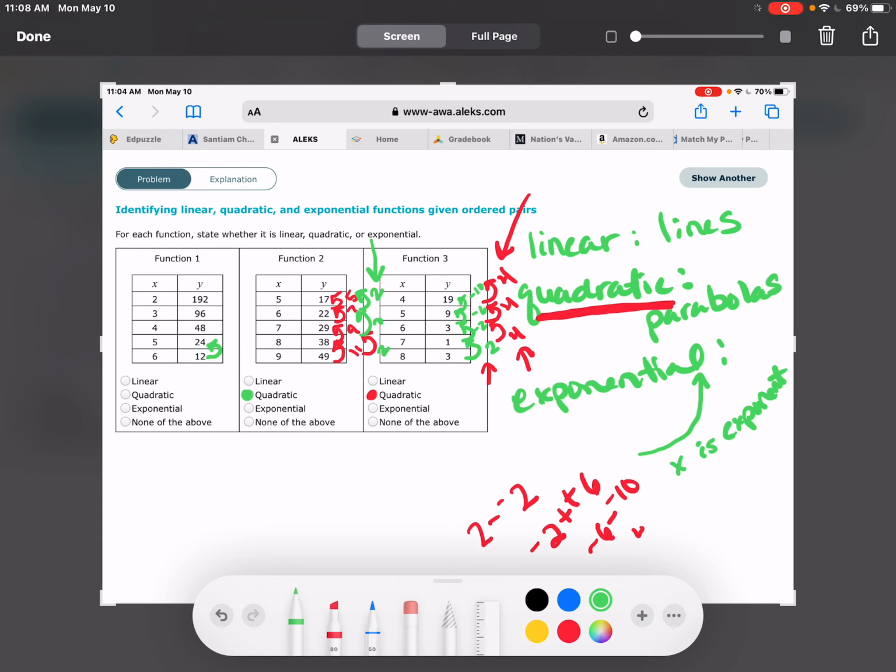12 divided by 24, 12 over 24 is 1/2. 24 over 48 is 1/2. 48 over 96 is 1/2. And 96 over 192 is probably 1/2, although I'm kind of assuming that at this point. This means that it is neither linear nor quadratic, because both linear and quadratic are going to give us constant numbers when we are subtracting.